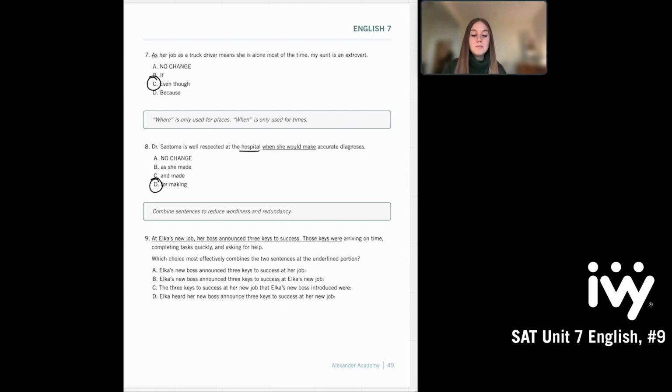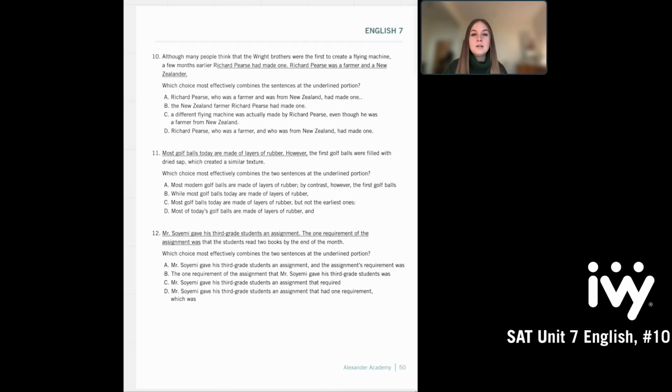So we can see, looking at the 2 sentences here, that they are grammatically correct. However, they're not the most effective way of bridging those connections. Choice A is the least wordy and uses a colon to introduce the list of the 3 keys, so we avoid repeating those keys.